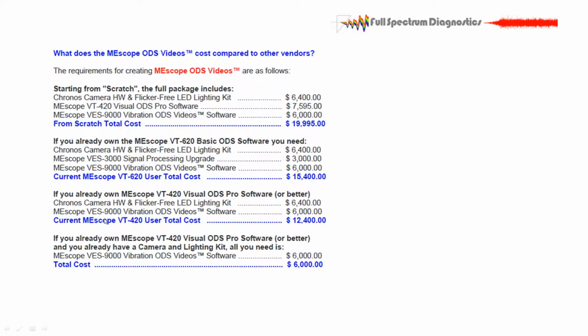If you already own VT420, which is the Visual ODS Pro software or better, you don't have to pay for any of that. You get a camera, you get the VES 9000, and now you're down to $12,400. If you own everything, or you have your 420 software or better, and you have your camera, you don't have to buy a camera. All you need is that ODS videos package. So you're down to $6,000. So if you're a user already, there's a discount.